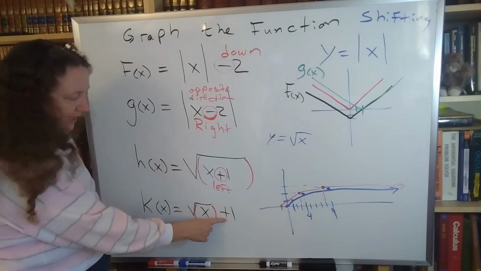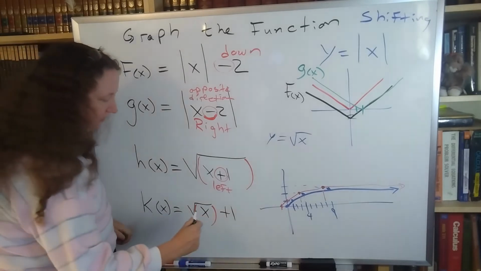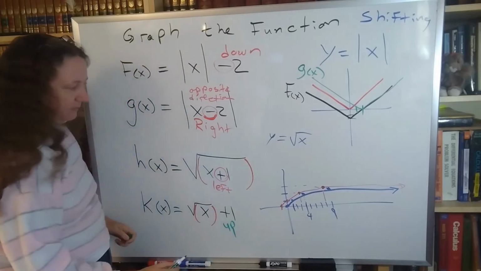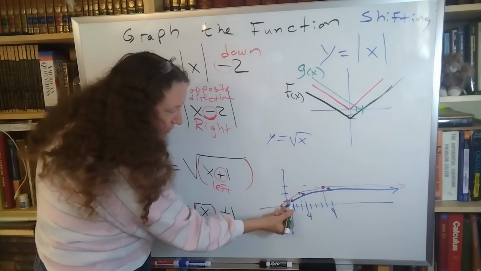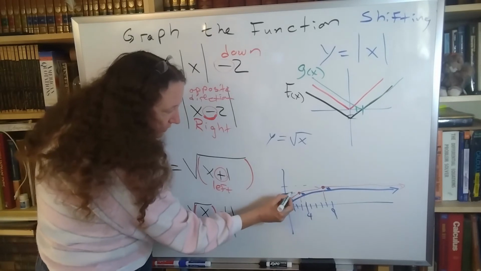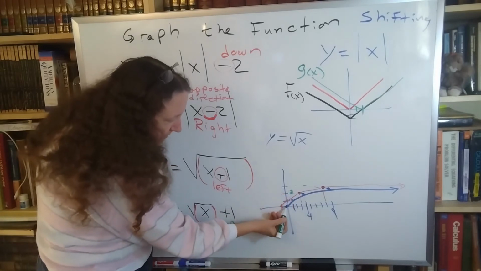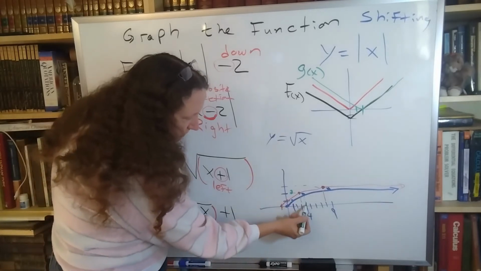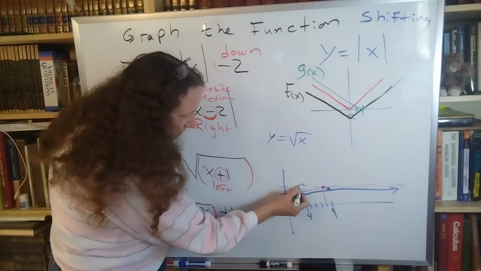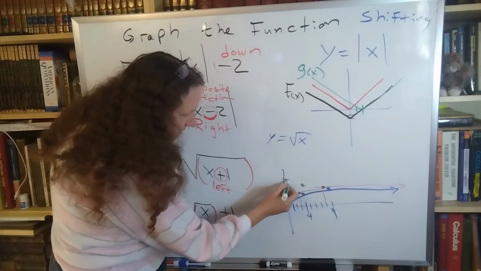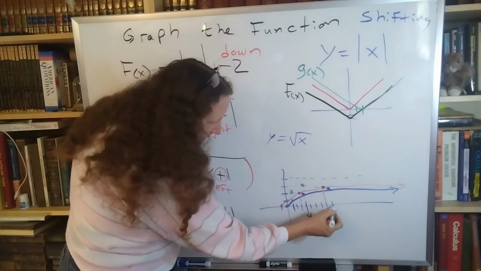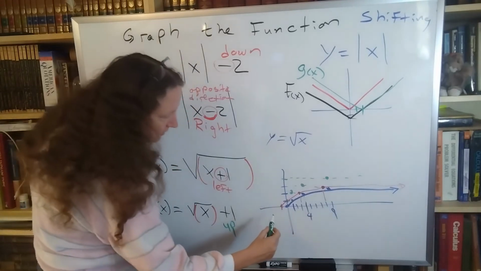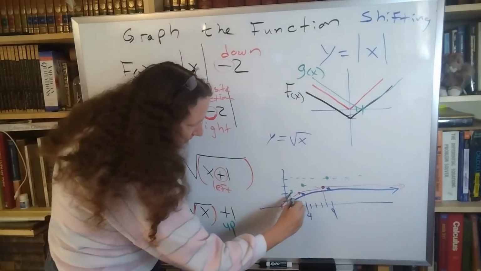Here, the change is outside the parentheses, so that is going up 1 space. Going from my original graph, I go up 1 space. From the original spot here, I go up 1 space. From the original blue graph, I go up 1 space. And then I draw my line from there.